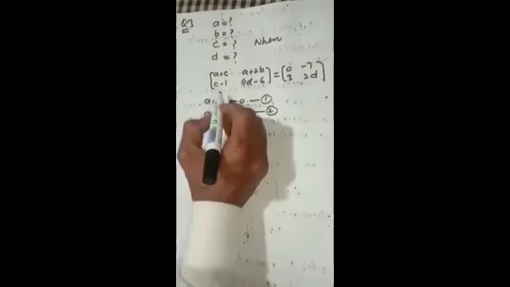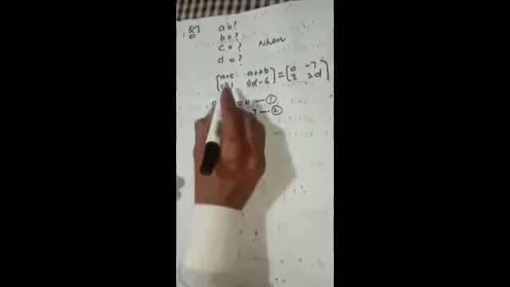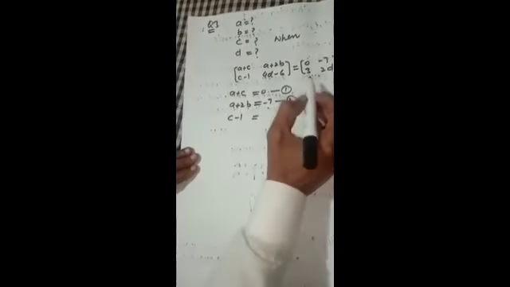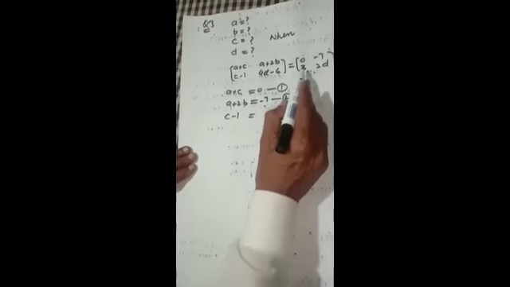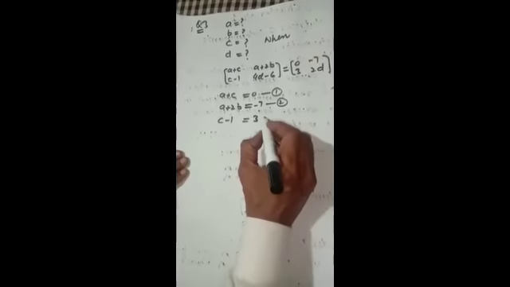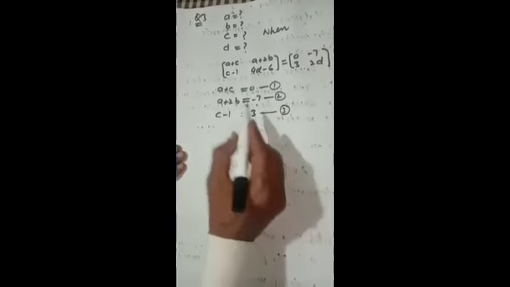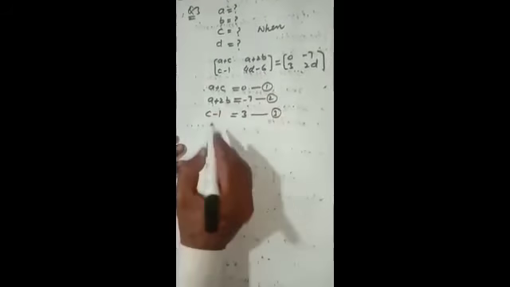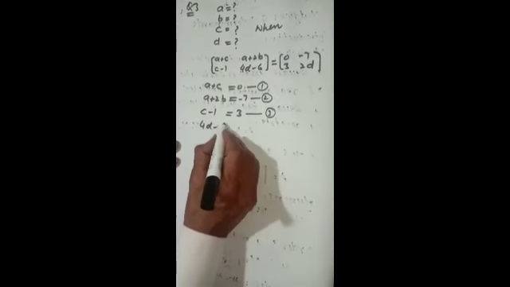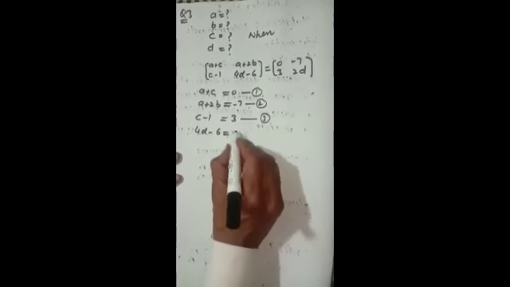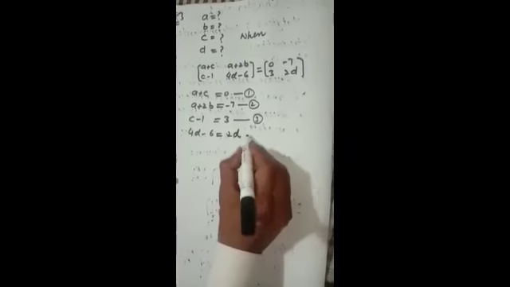And in the second row, the first entry is C -1. That will be equal to the first entry of the second matrix, which is 3, and we name it equation number 3. Now, according to the definition of equal matrices, the last entry 4D -6 will be equal to its corresponding last entry, which is 2D. We name it equation number 4 for our convenience.